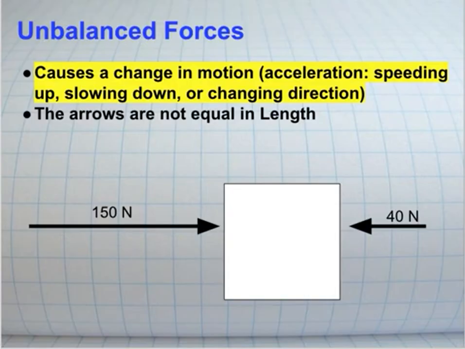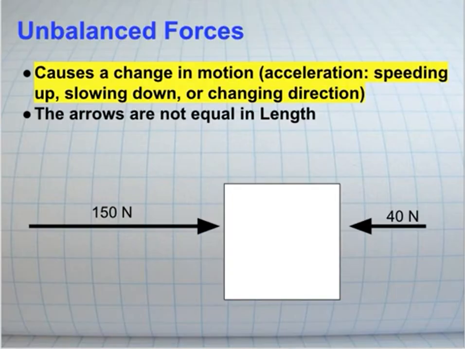All right, so now what happens when the forces are unbalanced? We've already talked about what happens when things stay balanced. When things are unbalanced, we're going to get a change in motion. So what does that change in motion look like? There's going to be some kind of acceleration. And remember, acceleration could be speeding up, slowing down, or changing direction. It's going to do one of those three things whenever forces are unbalanced.